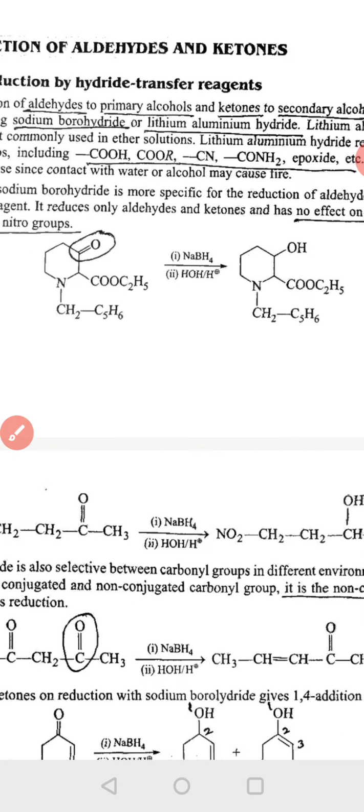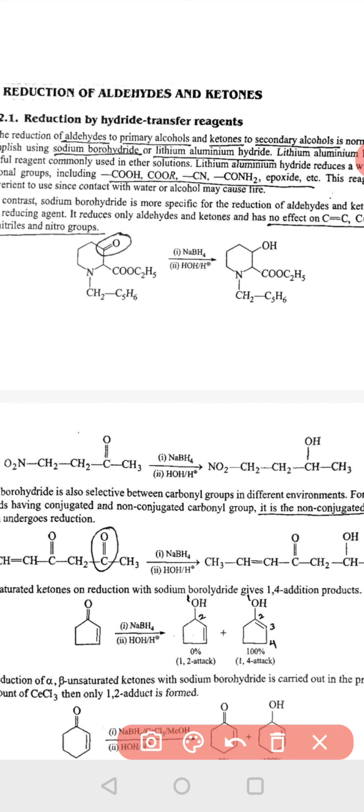Another example is a compound which has both nitro group and ketonic group, and we get a product where ketonic group is reduced to secondary alcohol, and this nitro group is unaffected. Sodium borohydride is also selective between carbonyl groups in different environment. For example, if we have a compound which has both conjugated and non-conjugated carbonyl group, then it is the non-conjugated carbonyl group which undergoes reduction. Let's see the example for this.